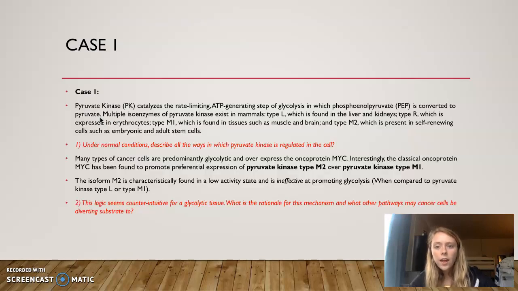The other thing that this case was asking about is the M2 isoform. Pyruvate kinase has different isoforms, and some of these are the M2 isoform and the M1. It says that the isoform M2 is characteristically found in a low activity state and is ineffective at promoting glycolysis, and it asks that this logic seems counterintuitive for a glycolytic tissue. What is the rationale for this mechanism, and what other pathways may cancer cells be diverting to?